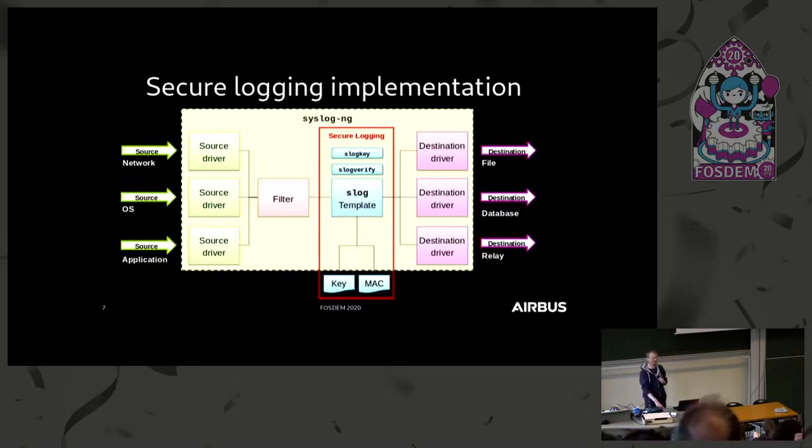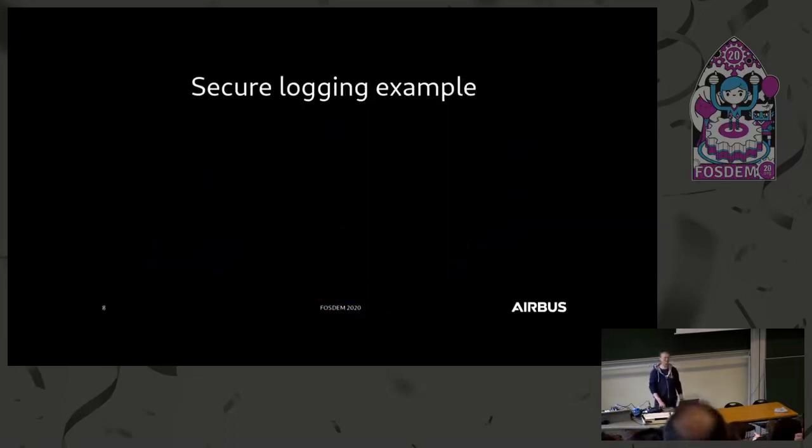So in our case, we already had a syslog NG log host on our airborne computer. So this was a very, very small change because we only needed to replace the binary essentially, so to add our plugin there. And then we had to change the configuration in such a way that it would include our template. So how does this typically look like?